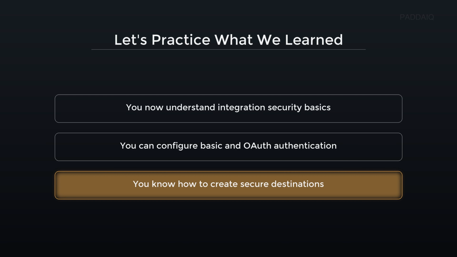You know how to create secure destinations. This means you can set up a trusted connection from BTP to another system, like an on-premise SAP server, with proper authentication. For example, you could connect a cloud application to your company's secure backend HR system. This foundational skill ensures your integrations are protected and reliable.